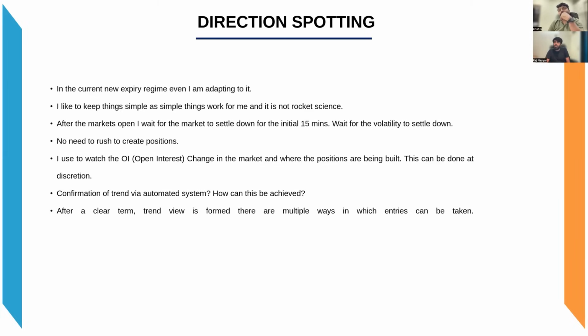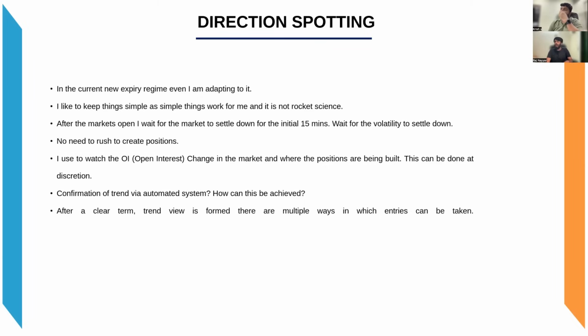See, right now the regime has been changing quite a bit, and we are now having 5 expiries a week, all days, all expiry, and even 2 expiries in a day, because right now MCX commodity evening session expiries are also there. So people are adapting to it. Even I am adapting to it. What I like to do is keep things simple, because it is not rocket science for me. Simple things work in the market.